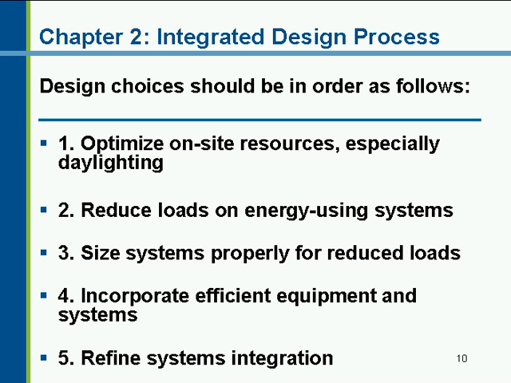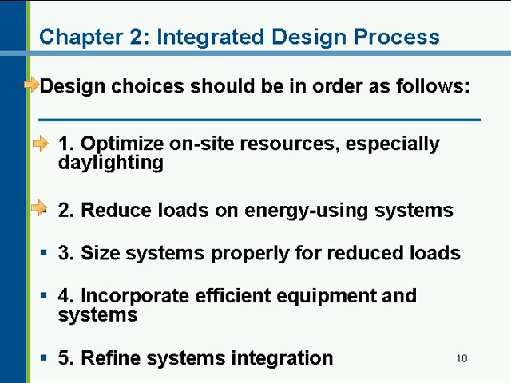So Chapter 2 for the integrated design process calls for design choices to be made in this order as we go through it. And when I'm talking about all this material in this session here, I'll be taking excerpts from each of the various AEDGs. So they vary a little bit from one document to another, but I'll be taking pieces out of that. The 5 steps start with looking at the site first to optimize on-site resources, such as daylighting.